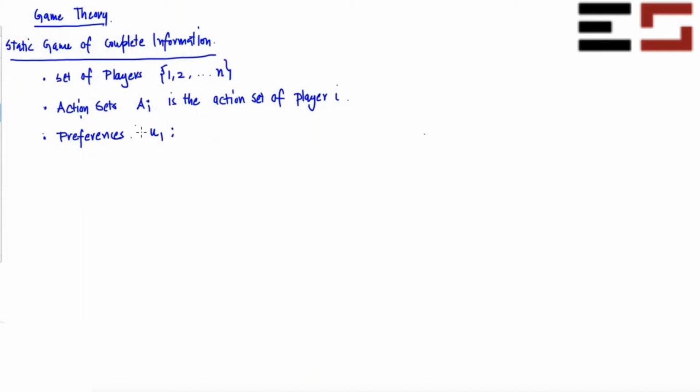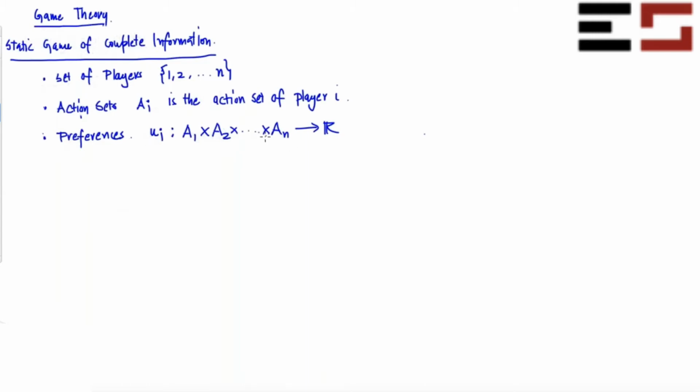Utility again is going to be a function, in exactly the same way, whose domain will be the set of actions that player 1 can take, the set of actions that player 2 can take, up to the set of actions that player n can take. So it's a Cartesian product of these action sets to the real line. And this is not just true for player 1, but for all i.